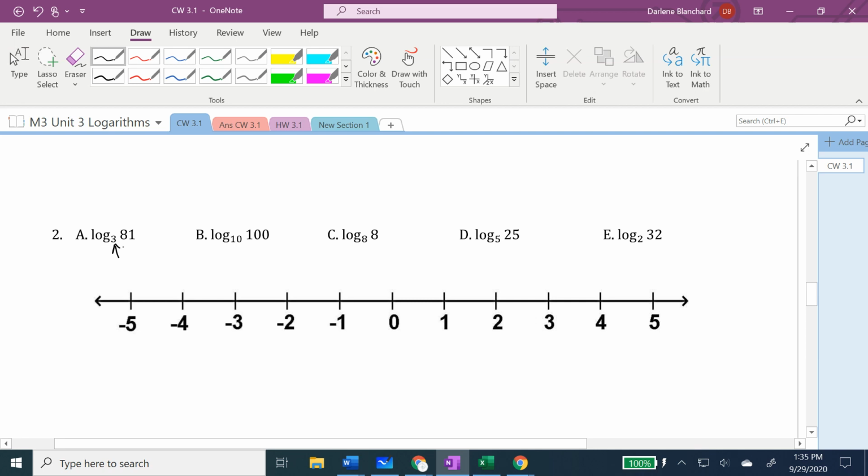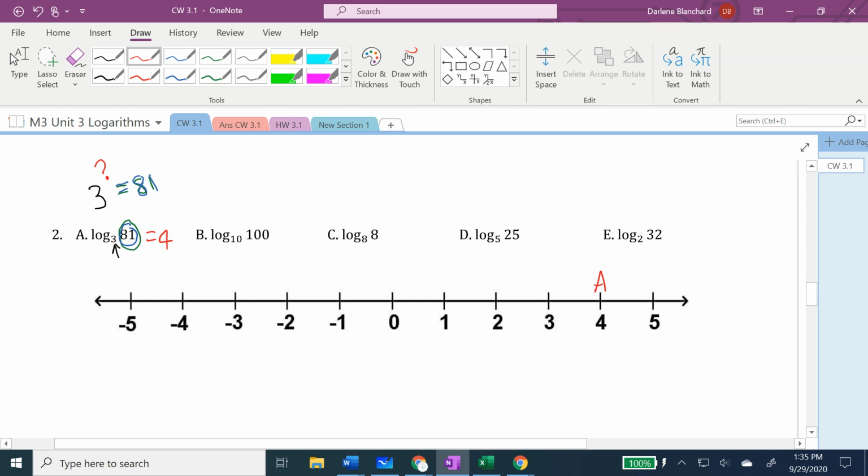So I've got a base 3 logarithm again. So 3 to what power will give me an answer of 81? Maybe that helps. I've got a blue and a green. Good. Excellent. So I'm going to put letter A at the number 4.